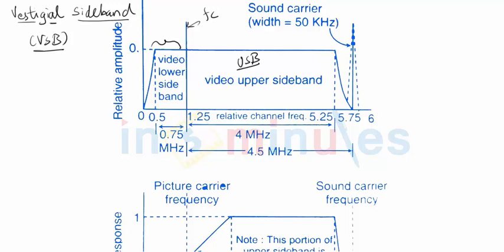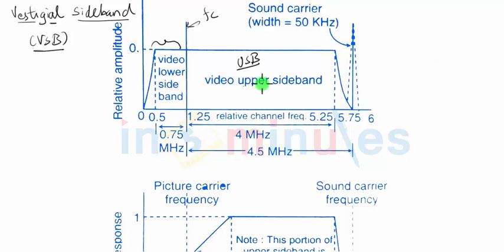So the total part of the signal that comes at the output is the entire upper sideband and a very small part of the lower sideband, and hence we give it a new name. This whole modulation system, we call it VSB transmission. Now let us take some practical values and discuss one complete TV signal. A TV signal which uses VSB modulation.